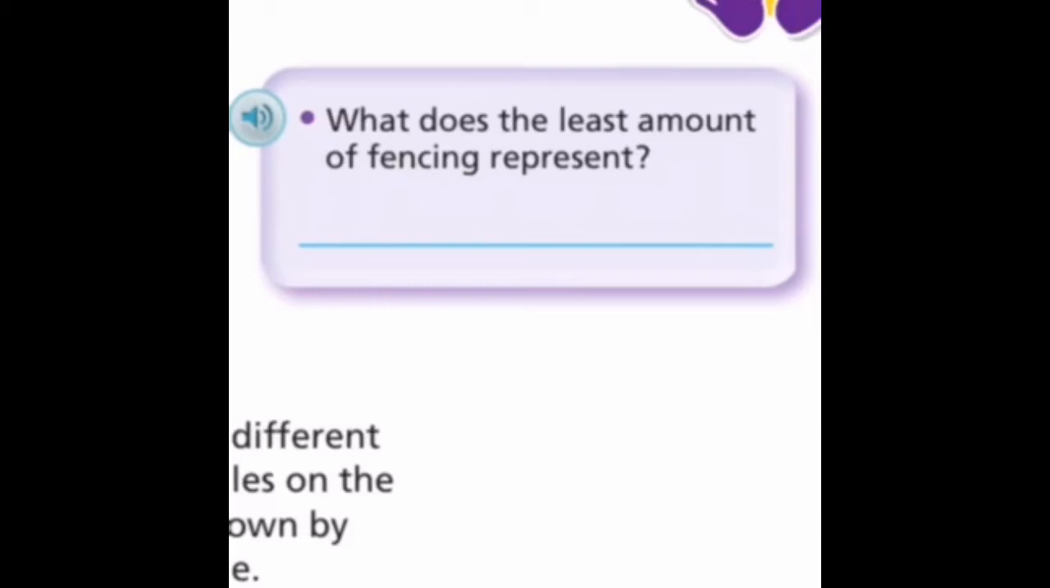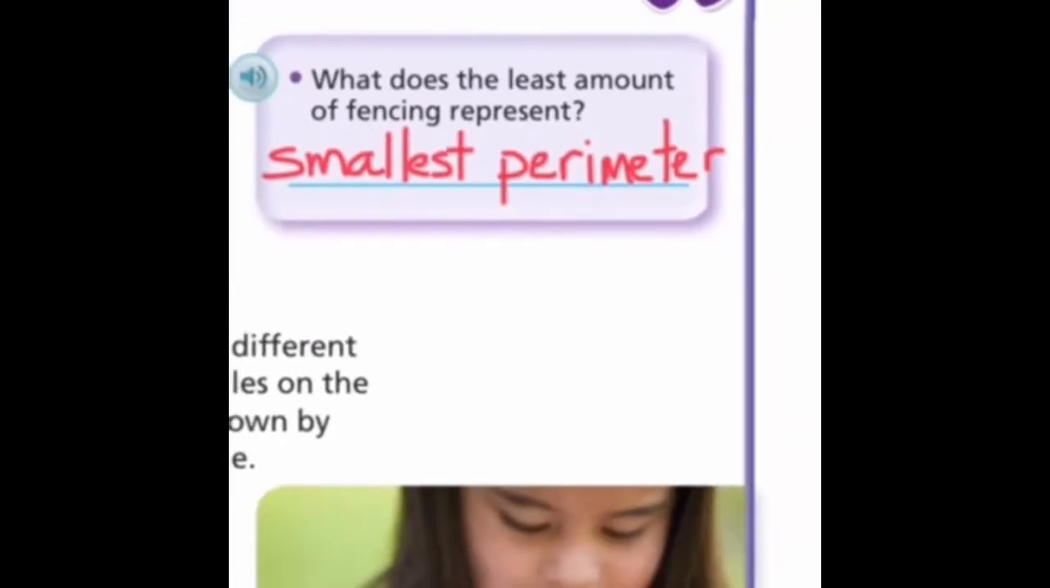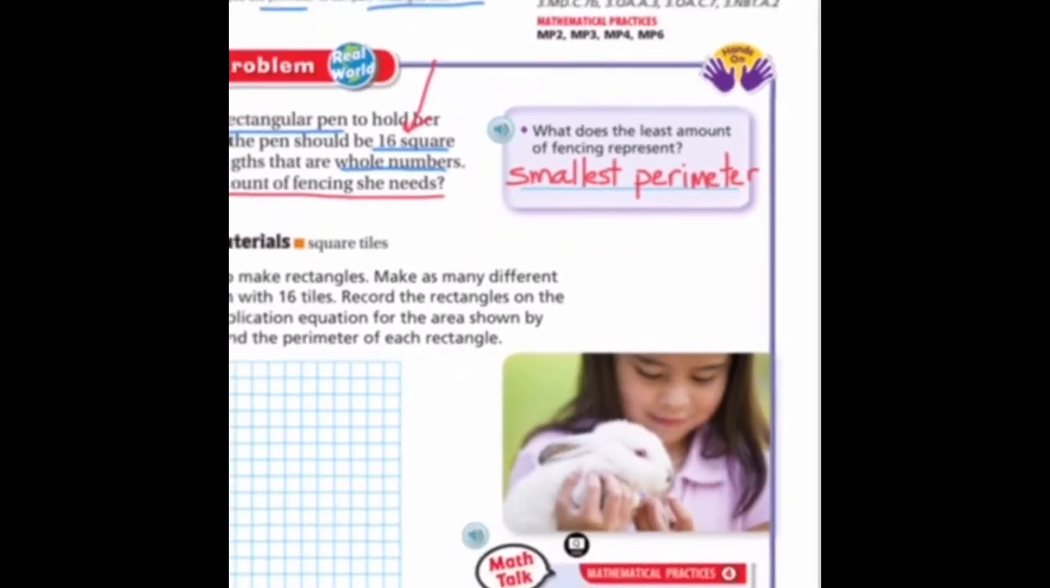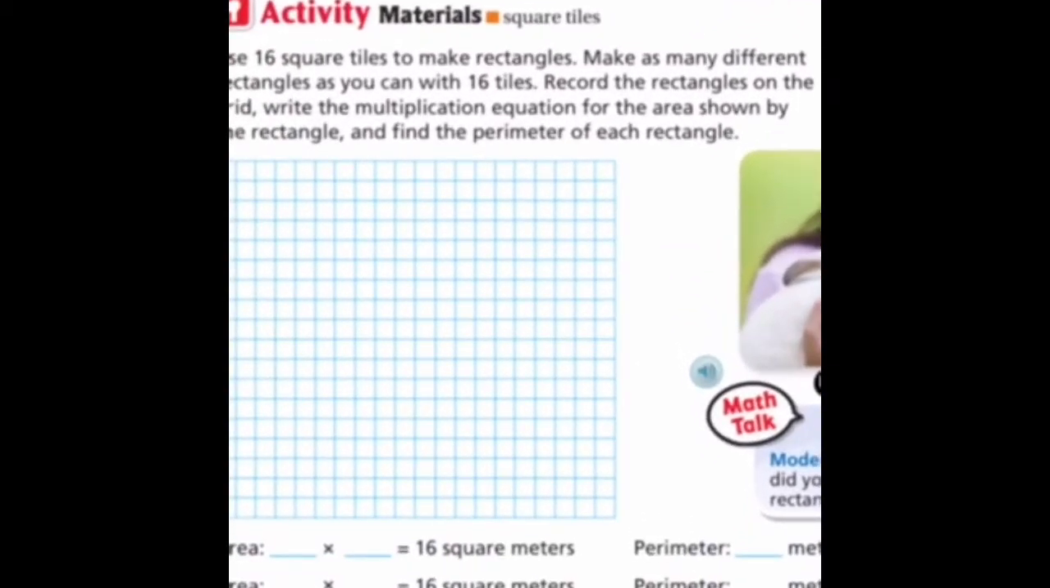All right. So, question over here in the little box, what does the least amount of fencing represent? Just what I mentioned, the smallest perimeter. Okay, so all the way around our rectangle, we want to get the smallest we can. And if you remember some clues from our 11.9, some of those things are going to apply today as well. But we'll walk through it and talk about it again.